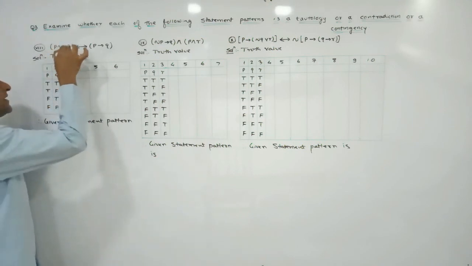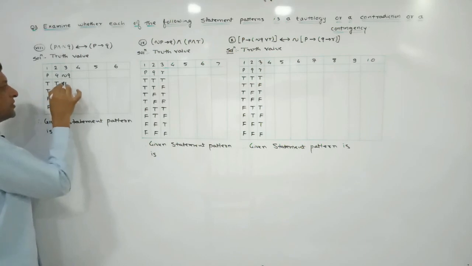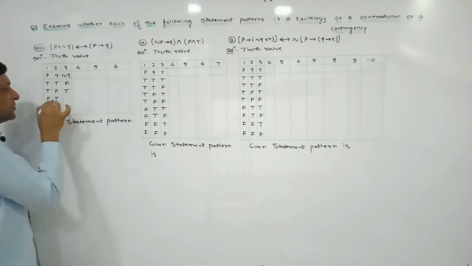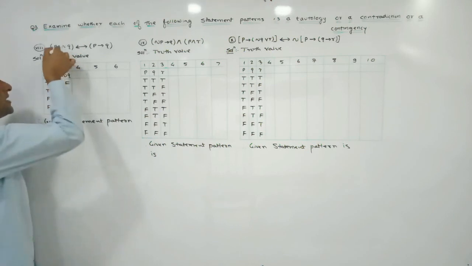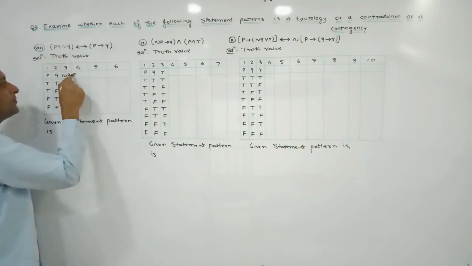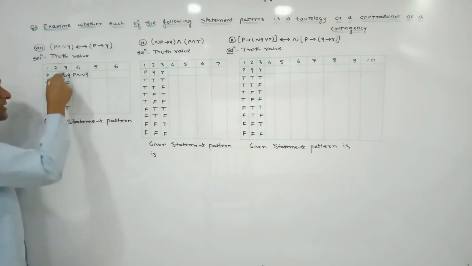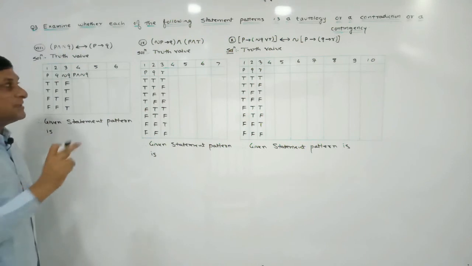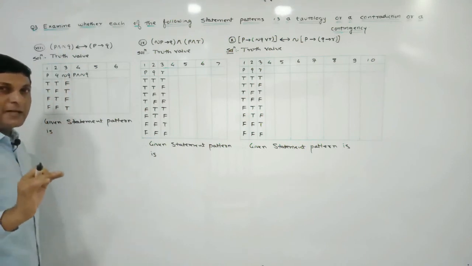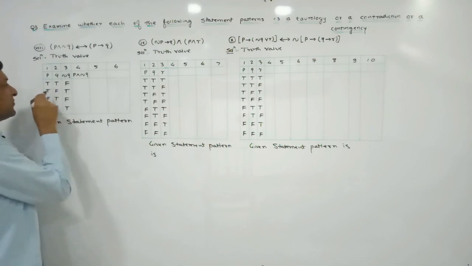So first we are finding the negation of q. Negation of true is false, negation of false is true, negation of true is false, negation of false is what? True. Now we are finding the truth value of p and negation q. So truth value of p and truth value of negation q are here. We are connecting them by and. In case of and, if at least one statement is false, and will be false. So here we are getting false.